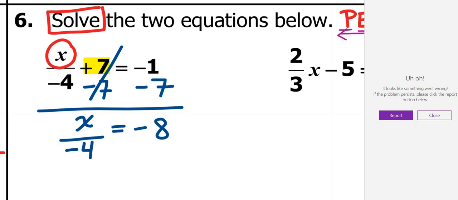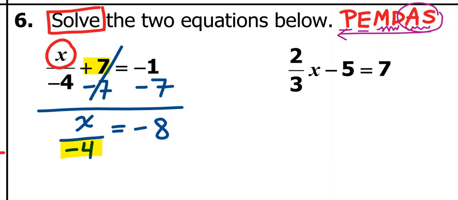Now, I want to get rid of this -4 as my denominator. To get rid of something being divided by -4, we're going to do the opposite operation. So to get rid of a -4 as a denominator, we're going to multiply both sides by -4. Now on the left-hand side, the reason I'm multiplying by -4 is because it's going to get rid of it entirely. They're going to cancel out.